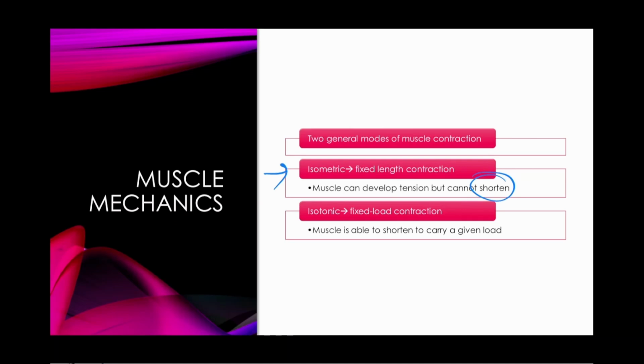What's an example of an isometric contraction? Pushing a door, a wall. You can also push your hands together like this. This is an isometric contraction. My muscles are not shortening, but there is tension on my biceps. That's an isometric contraction. We also have isotonic. Okay, muscles able to shorten to carry a given load. So any type of bicep curl is an isotonic contraction. Okay, fixed load, I put a 5-pound dumbbell, I'm moving it up, that is an isotonic contraction.